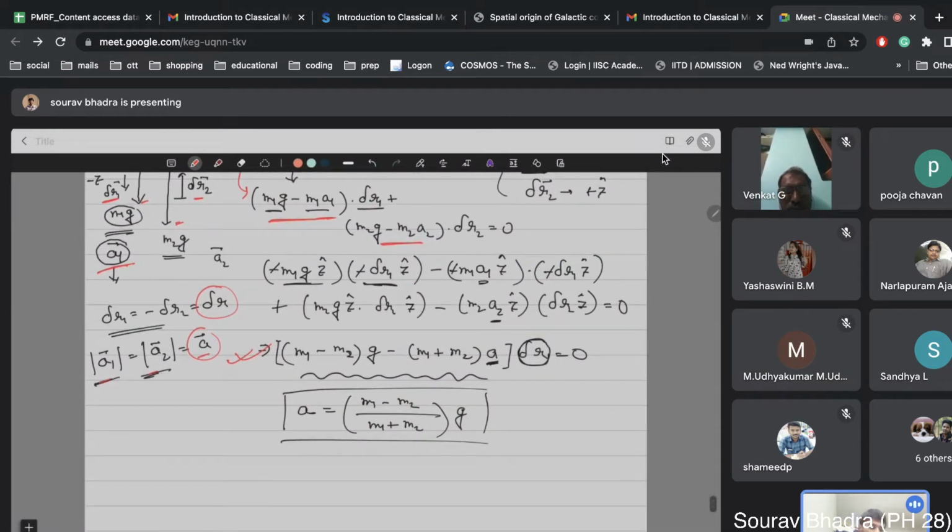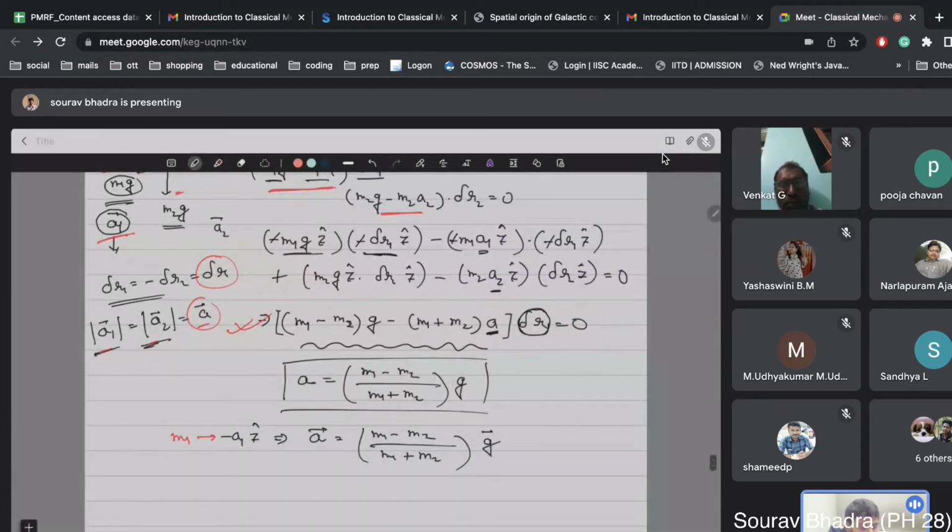Now for our m1 mass, we have taken our acceleration along the minus z direction. So the vector value of the acceleration will be like this, with m2g. And for m2 it will be just opposite, because in that case a will be directed in the upward direction. So this is the actual acceleration of the two mass system that is hanging from a pulley.